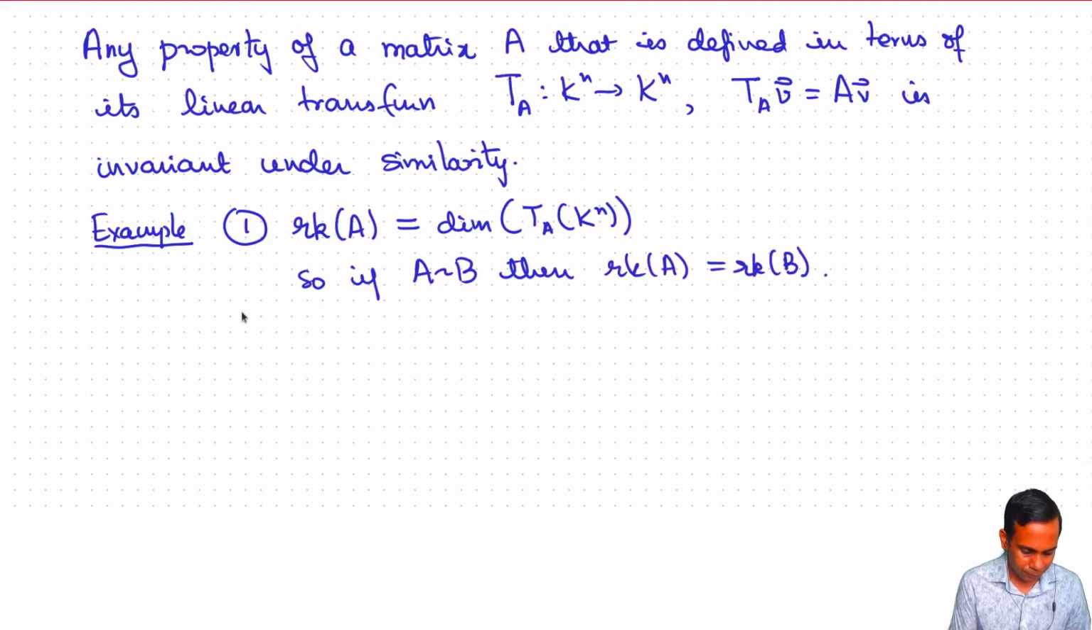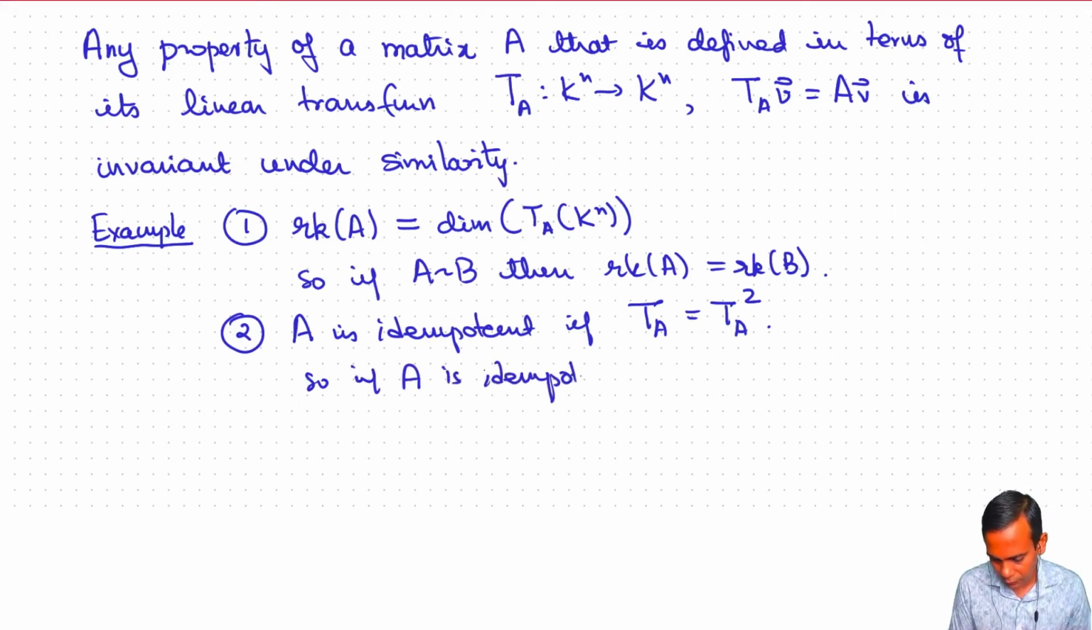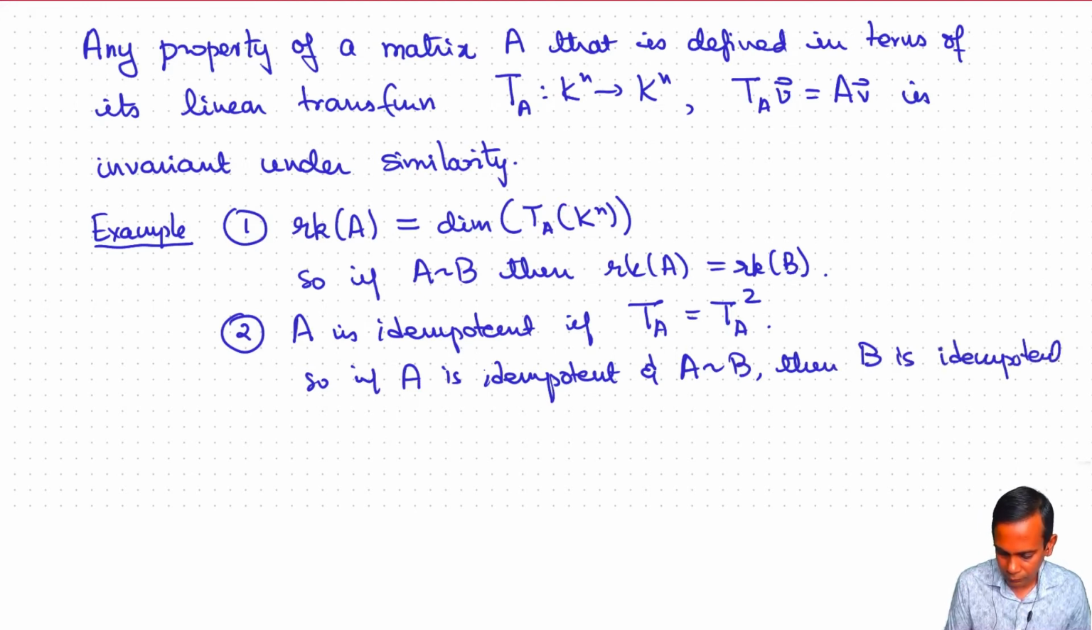Okay, we can define a matrix to be idempotent. A is idempotent if TA is equal to TA squared. So this is the definition of idempotence. It's defined purely in terms of the linear transformation corresponding to A. So if A is idempotent and A is similar to B, then B is also idempotent. Similarly, you can talk about nilpotence, that is, some power of A is 0 or something like that.